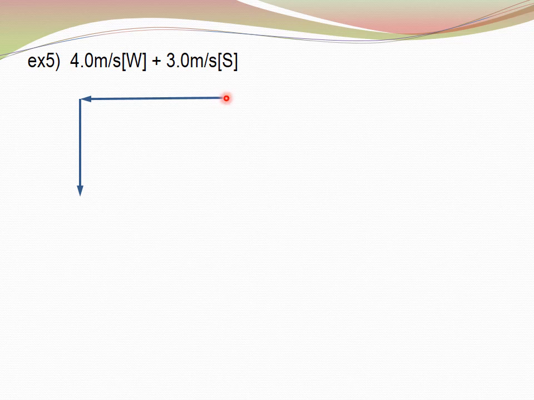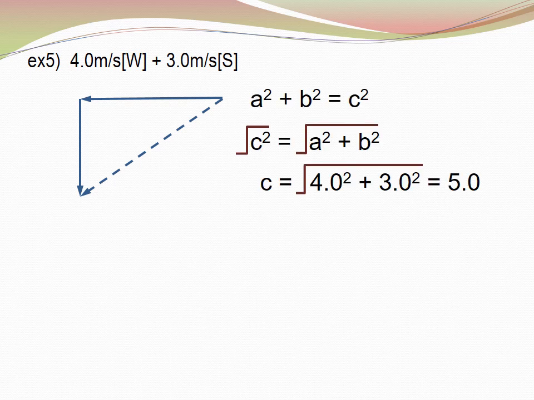My starting position is here. My finishing position is here. So I'm going to draw a resultant vector going from start all the way to finish. How am I going to determine what the length of this vector is? Well, I know this side is equal to 4. This side is equal to 3. So I'm going to be using Pythagorean's theorem. So the square root of 4 squared plus 3 squared gives me 5.